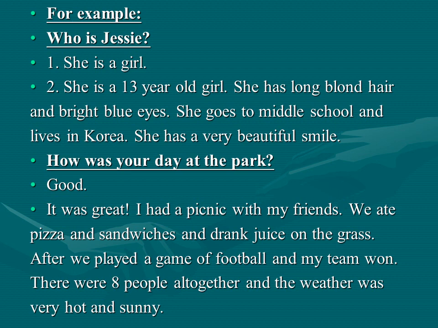For example, here is another example. Who is Jessie? She is a girl. Of course, this is what we call physical description and character description. Physical appearance, basically. She's a 13-year-old girl. She has long blonde hair and bright blue eyes. She goes to middle school and lives in Korea. She has a very beautiful smile. Very simple, very short, concise.